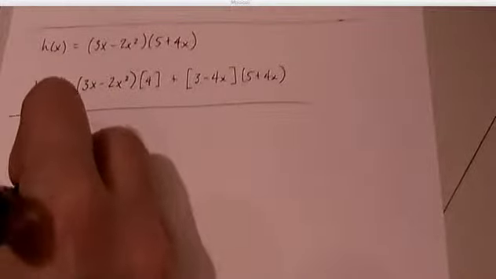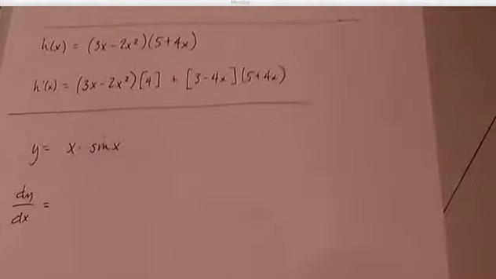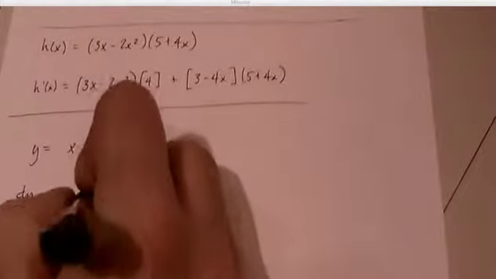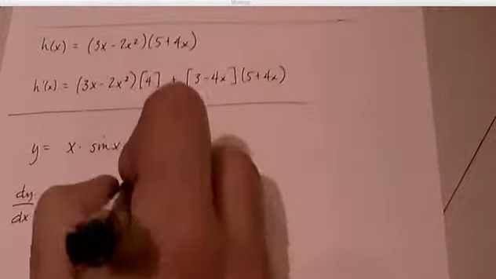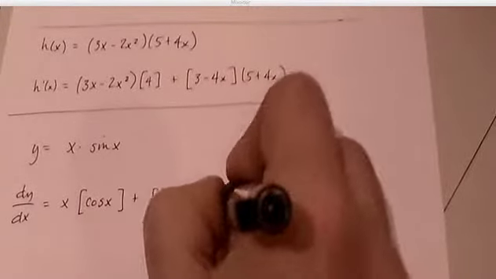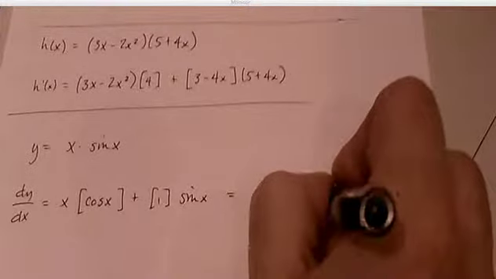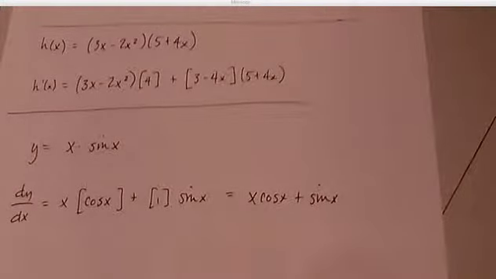And we haven't officially gotten to trig, but you should know from the couple of examples from previous lectures that the derivative of sine is cosine. So we'll take the first times the derivative of the second plus the derivative of the first times the second, and we wind up with x cosine x plus sine x.